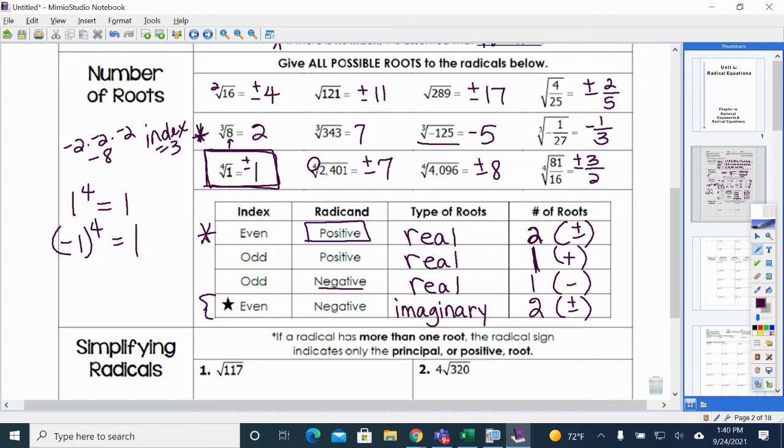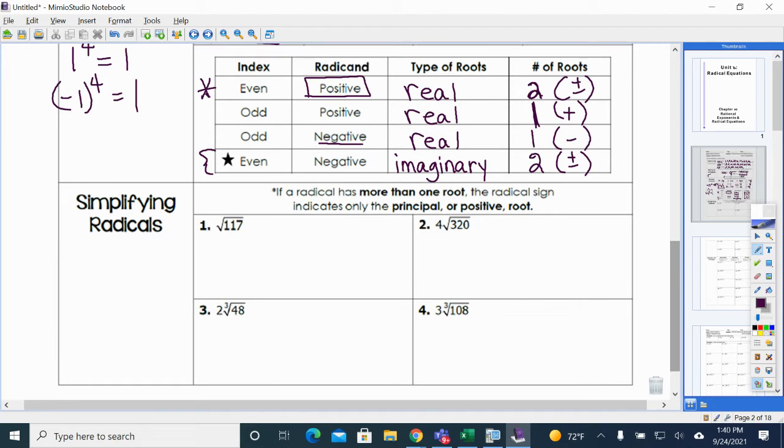We want to simplify these radicals. In this next section of your notes, it says if a radical has more than one root, the radical sign indicates only the principal or positive root. So in this lesson, I'm not worrying about all the pluses and minuses. We're just trying to simplify these numbers.